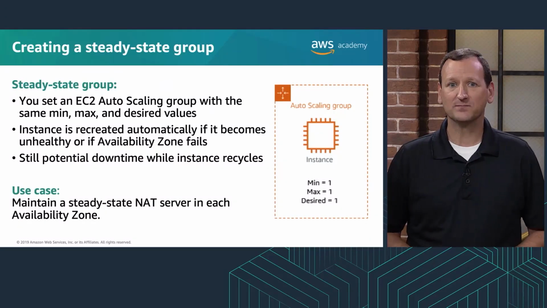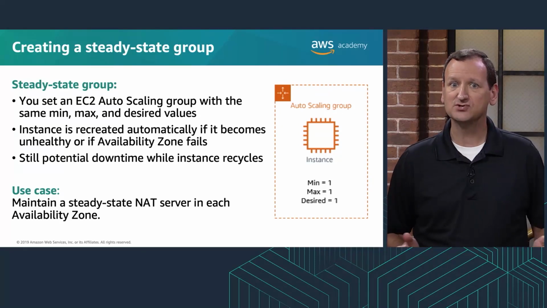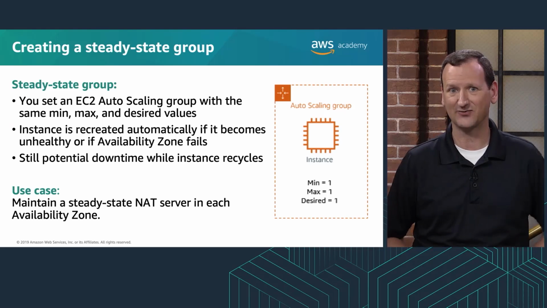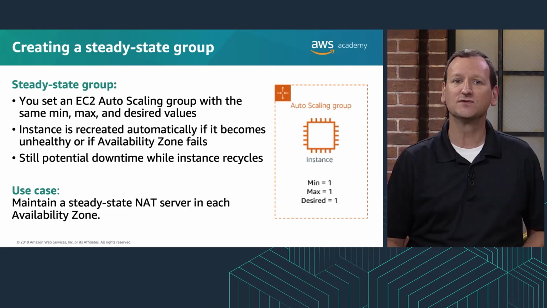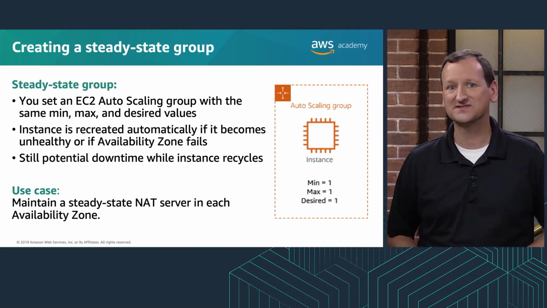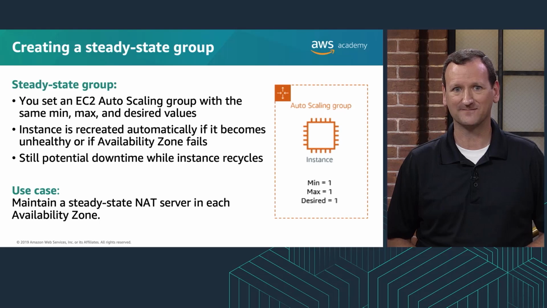It's also worth being aware of Amazon EC2 Autoscaling health checks because you could create a steady state group that helps ensure that a single instance is always running by replacing it if required. This can be useful if you have a network address translation or NAT server and you do not want it to be a single point of failure in a standard public-private subnet architecture.